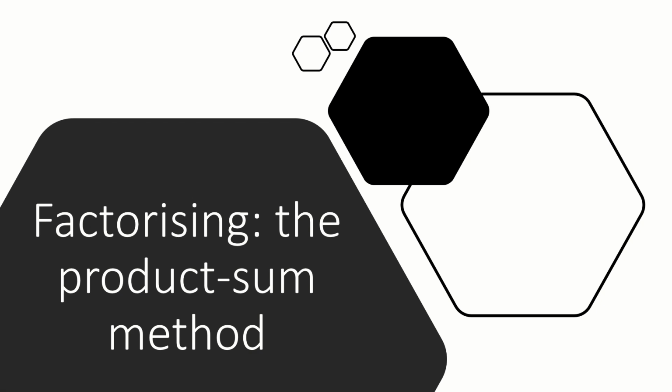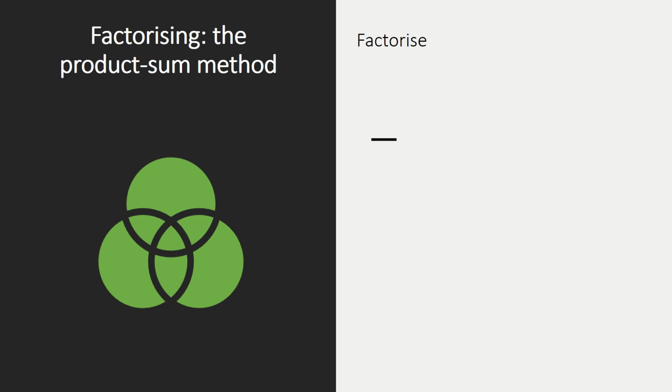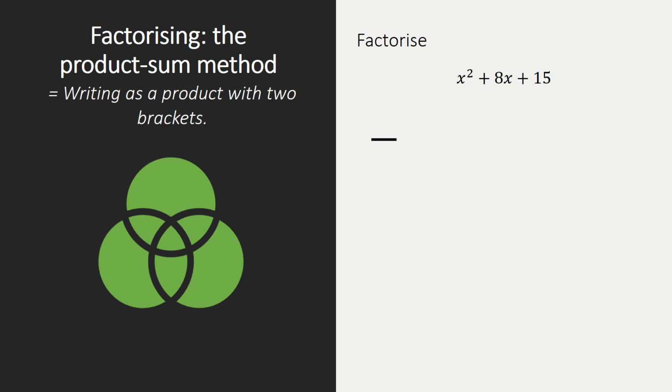Alright, then the last step. How to factorize using the product sum method. A question could be, factorize x squared plus 8x plus 15. Then the first step is to write down what's the sum. That's 8. What's the product? That's plus 15. Make a table.